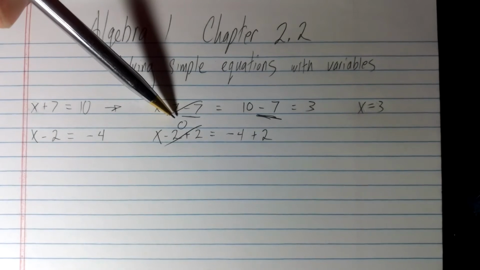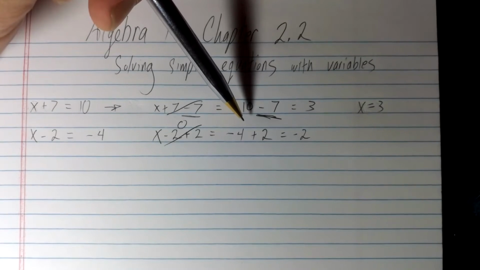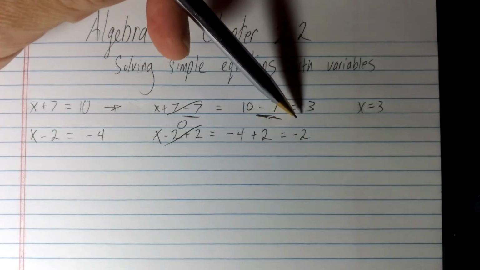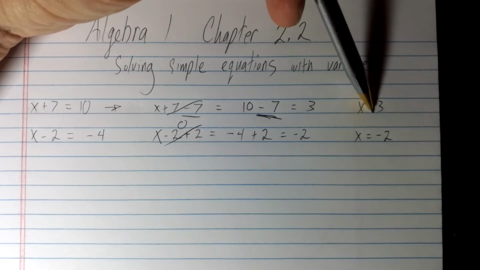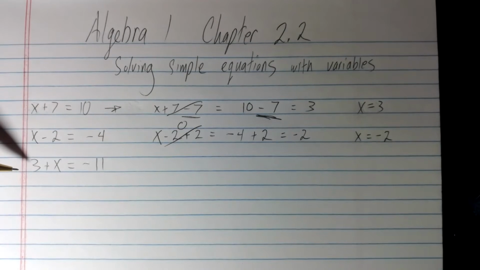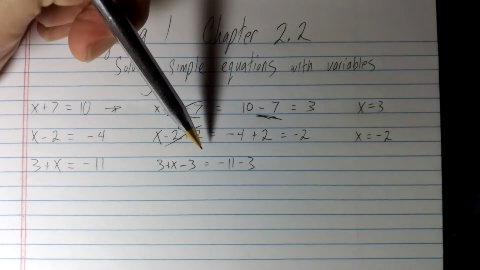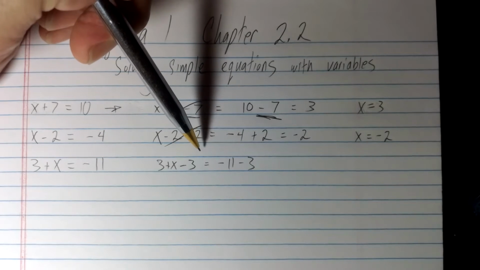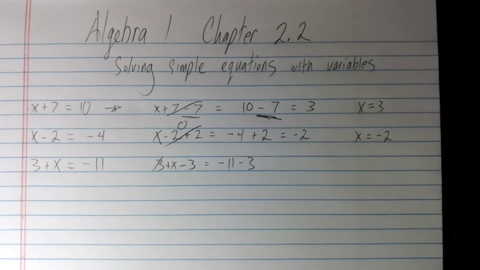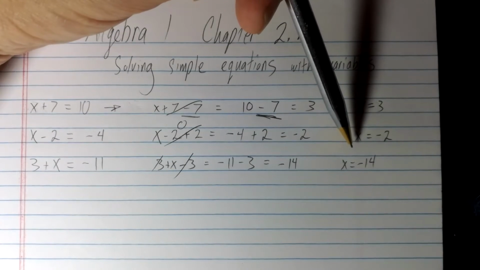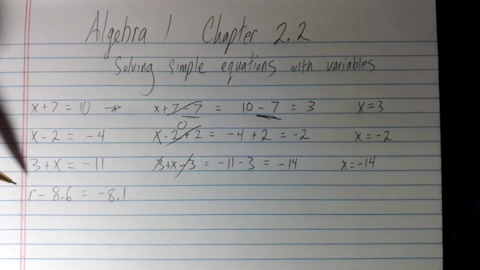Anyhow, the 2's cancel to a 0. Negative 4 plus 2 gives me a negative 2. So x equals negative 2. For 3 plus x equals negative 11, I would hope you see right away I need to minus 3 from both sides. So in the end, x equals negative 14.